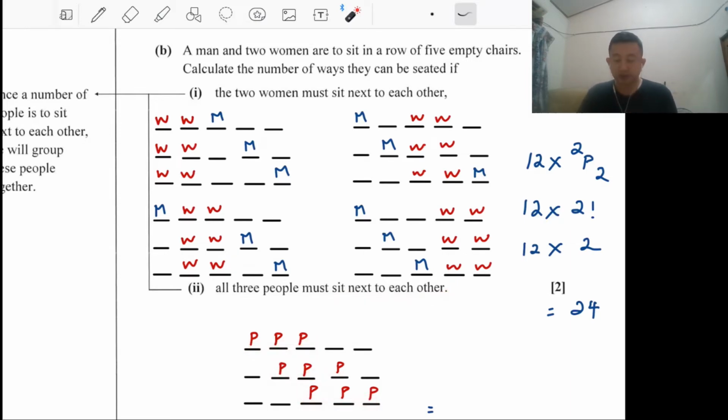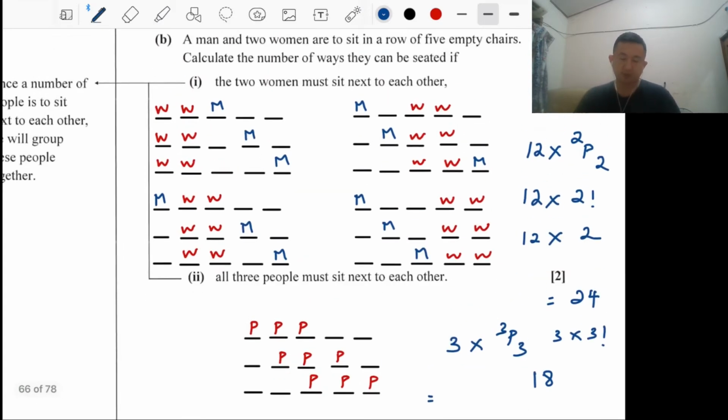If they are sitting next to each other, this is the real arrangement. So there are 3 ways to arrange it. But among these 3 persons, they can swap among themselves. So that is 3 times 3P3, or 3 times 3 factorial. Up to you. So the final answer should be 18.